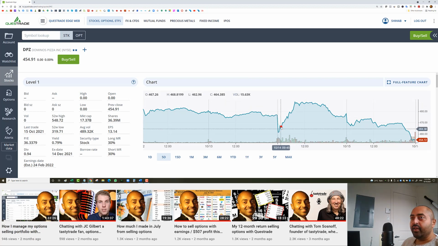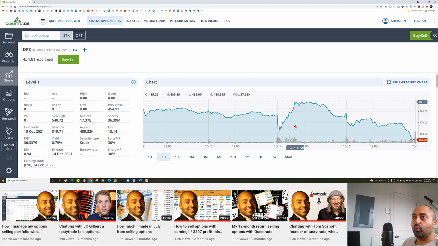In this case, it dropped and I ended up winning on this trade. Now, what would I have done if I had dropped way below my strike? So what if I had dropped to 430, for example? Then this trade would be a loser. My max loss is $4, but I probably would have rolled it.